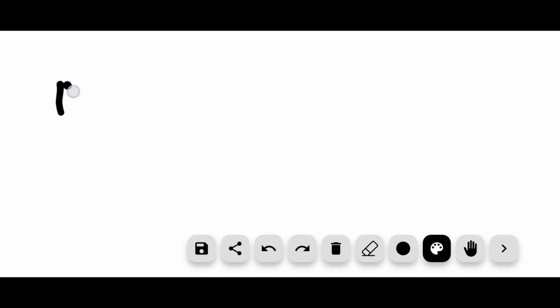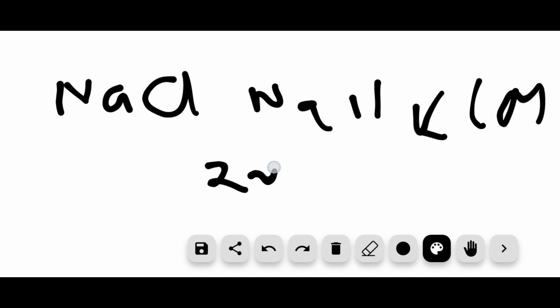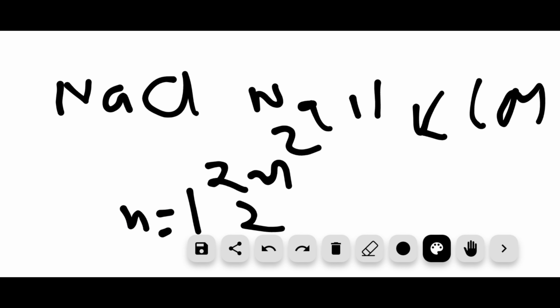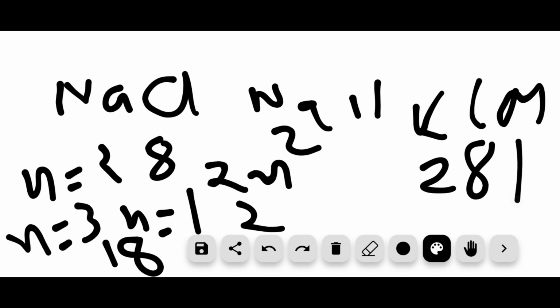So let's take an example. First of all, a compound that is NaCl. So in this compound we have sodium. Sodium's atomic number is 11. So the shells are K, L, M, and the formula is 2n squared, where n is the number of the shell. So for the first shell it is 2, for the second shell it is 8, and for the third shell according to the formula it is 18. So according to it we can put the sodium's electrons as 2, 8 and 1.